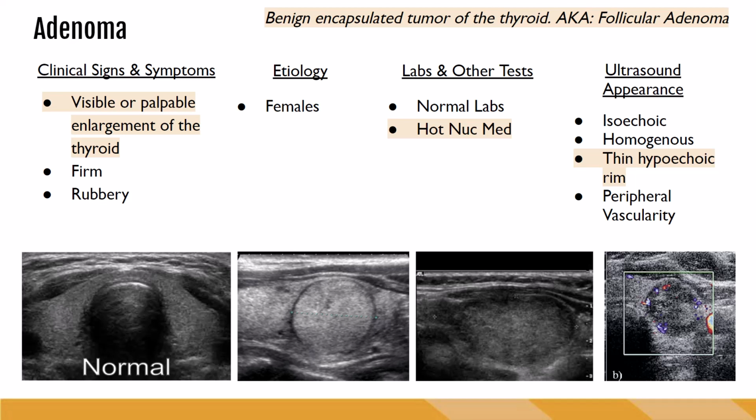More likely to be in females. If they have a nuclear medicine test, they'll typically show up as hot nodules, especially if they are overproducing thyroid hormones. Otherwise, the labs are often quite normal in the setting of adenomas. And the one thing that really sets adenomas apart from a lot of other pathologies is that thin hypoechoic rim.